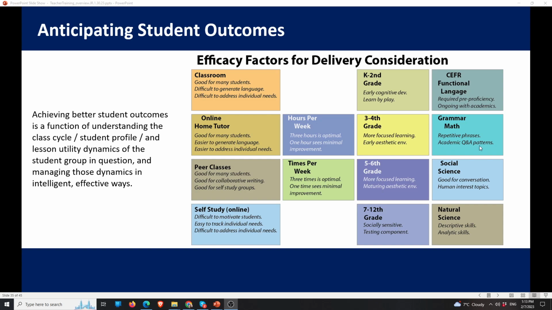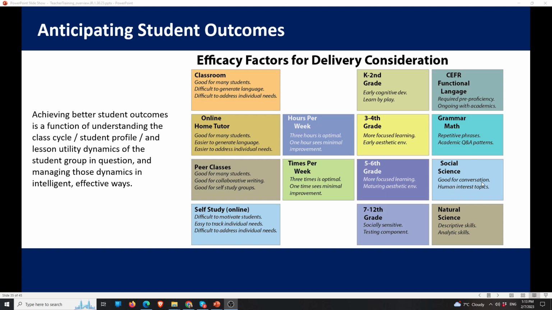They're very repetitive, and they're useful that way to help the students remember the type of academic language that they're going to be faced with a lot, to quickly understand and respond to these type of patternistic question and answer sets. Social science, however, these are social studies lessons.